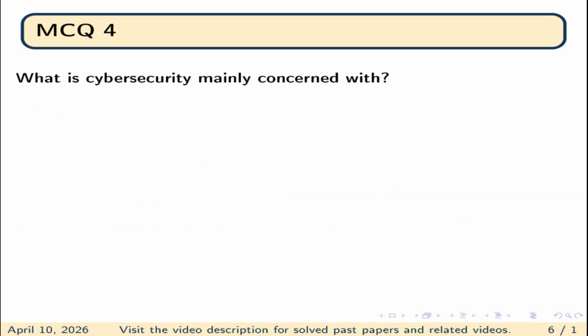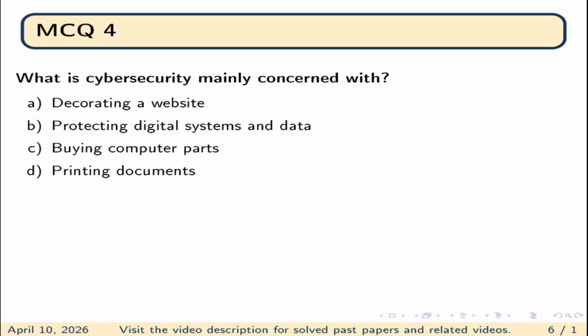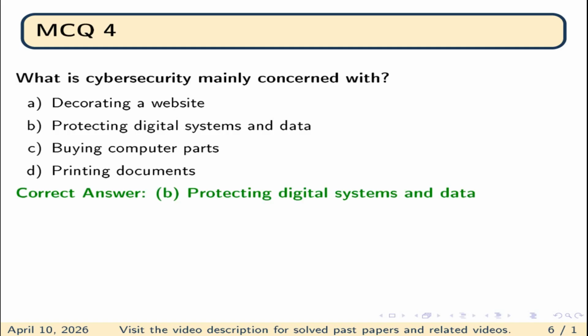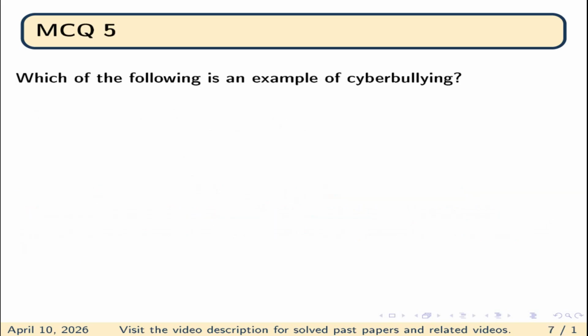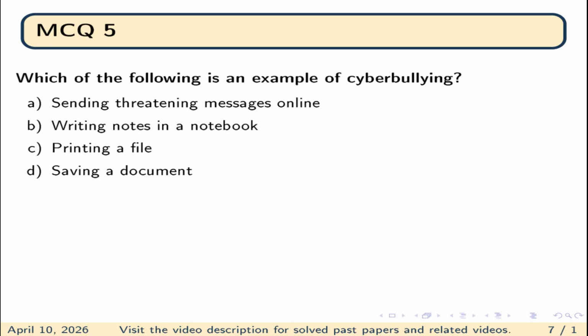Question number 4, what is cybersecurity mainly concerned with? Options are decorating a website, protecting digital systems and data, buying computer parts, printing documents. Correct option is protecting digital systems and data, because cybersecurity focuses on protecting computers, networks, programs, and data from attacks, unauthorized access, and damage.